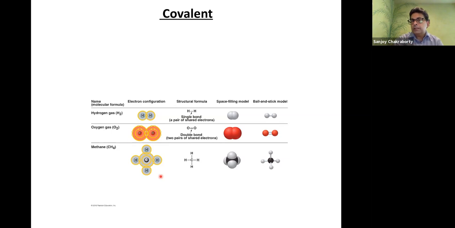And we know electrons are negatively charged. We can imagine that negatively charged cloud. So when the negatively charged cloud is towards you, you become slightly negative. That's what happens to oxygen. That's what happens to nitrogen. They become slightly negative. And obviously the other atom, in this case let's say hydrogen, becomes slightly positive. We denote those by delta negative and delta positive.